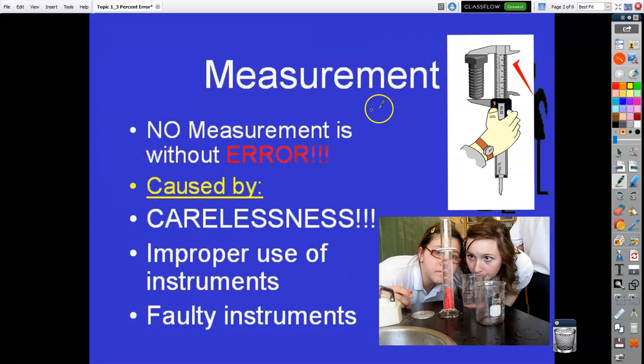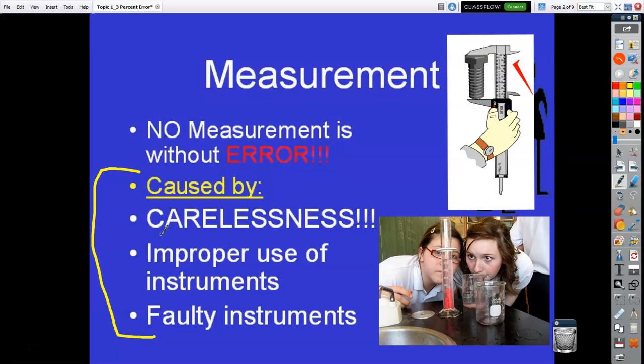Measurements always have some error, and these are some reasons why. Maybe you're just being careless. You're in science lab and you didn't get a lot of sleep, you had a rough night, and you're not really paying much attention. You're half awake, half asleep, just going through the motions, so you make a mistake that way.